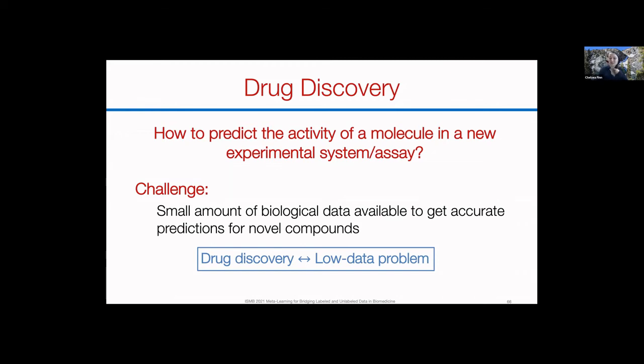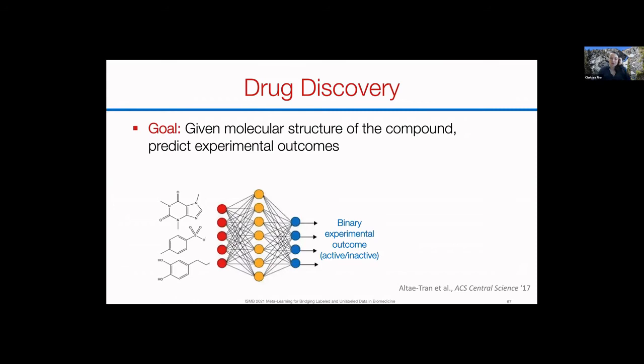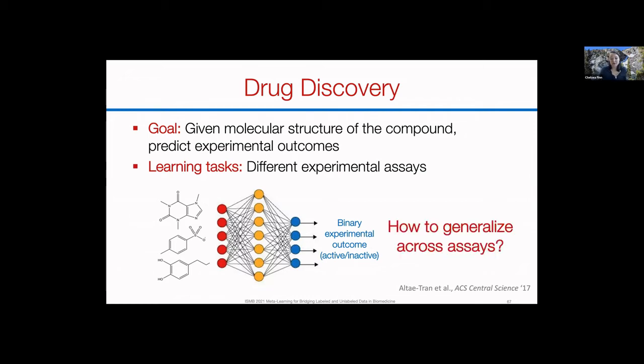So the goal here is, given the molecular structure of the compound, we want to be able to predict the experimental outcomes for different assays. And different tasks are going to correspond to different molecules and different experimental assays. And so the goal here is we want to be able to generalize across these different assays, and in particular generalize to new assays with only a little bit of data.